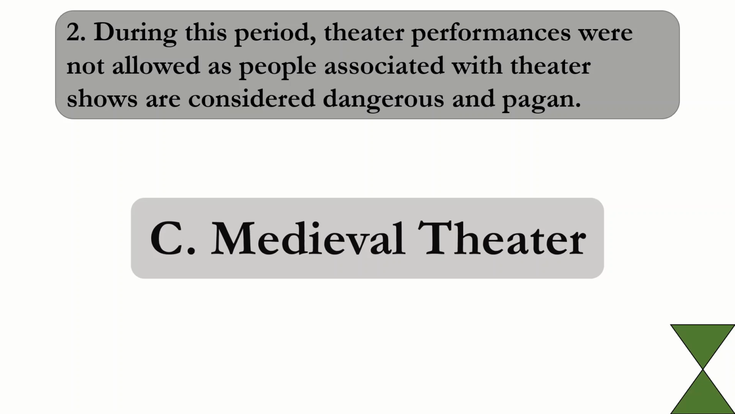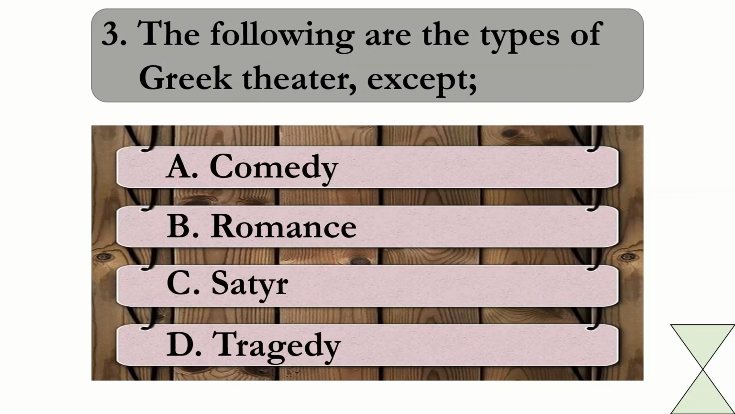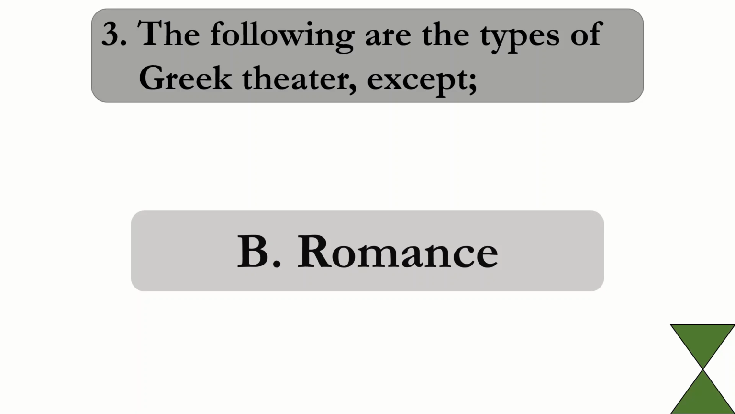Medieval theater. 3. The following are the types of Greek theater except A. Comedy, B. Romance, C. Satire, D. Tragedy. The correct answer is B.